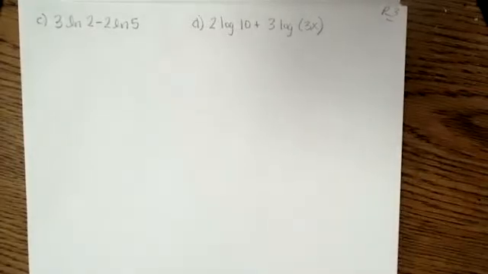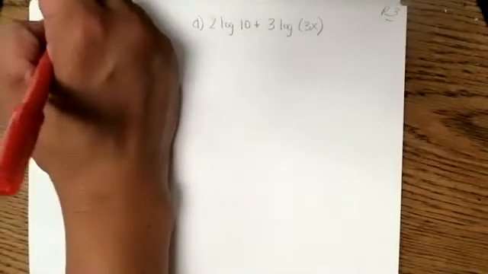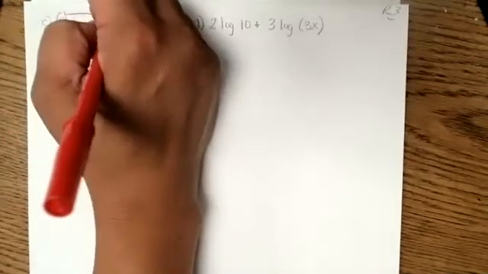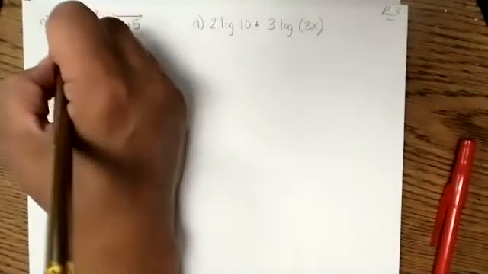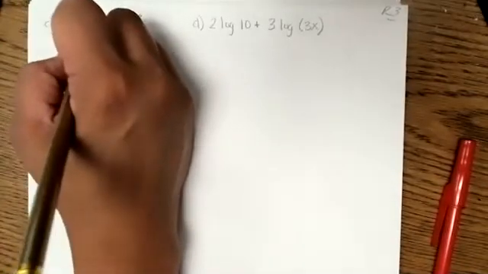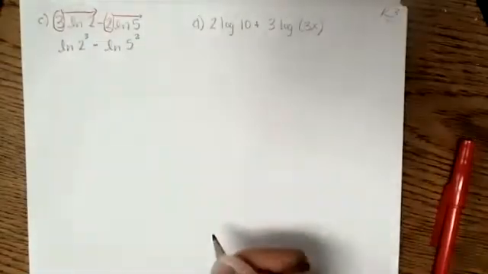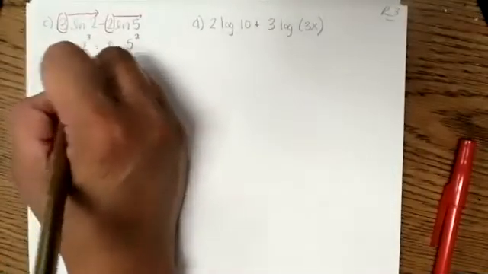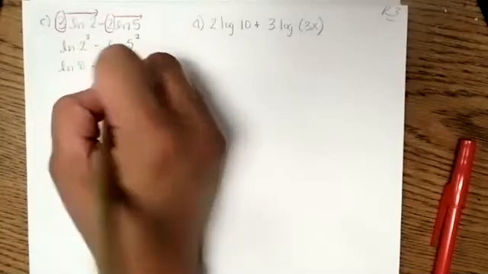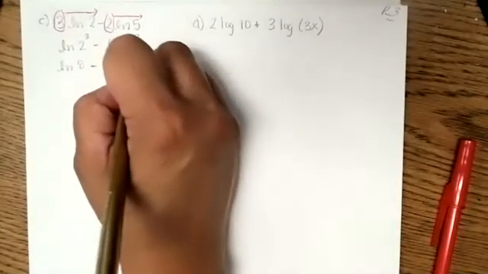So first I'm going to do my exponents. This 3 is an exponent and this 2 is an exponent. So this is going to be the natural log of 2 to the 3rd power minus the natural log of 5 squared. Well, 2 to the 3rd power equals 8, and then 5 squared is 25.